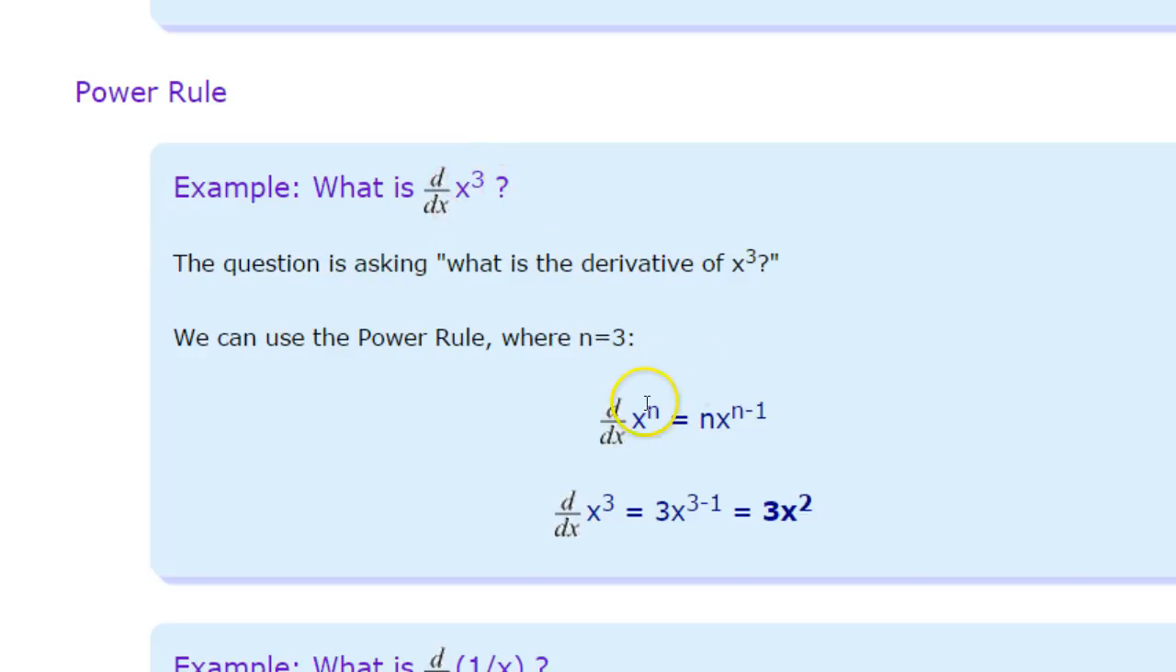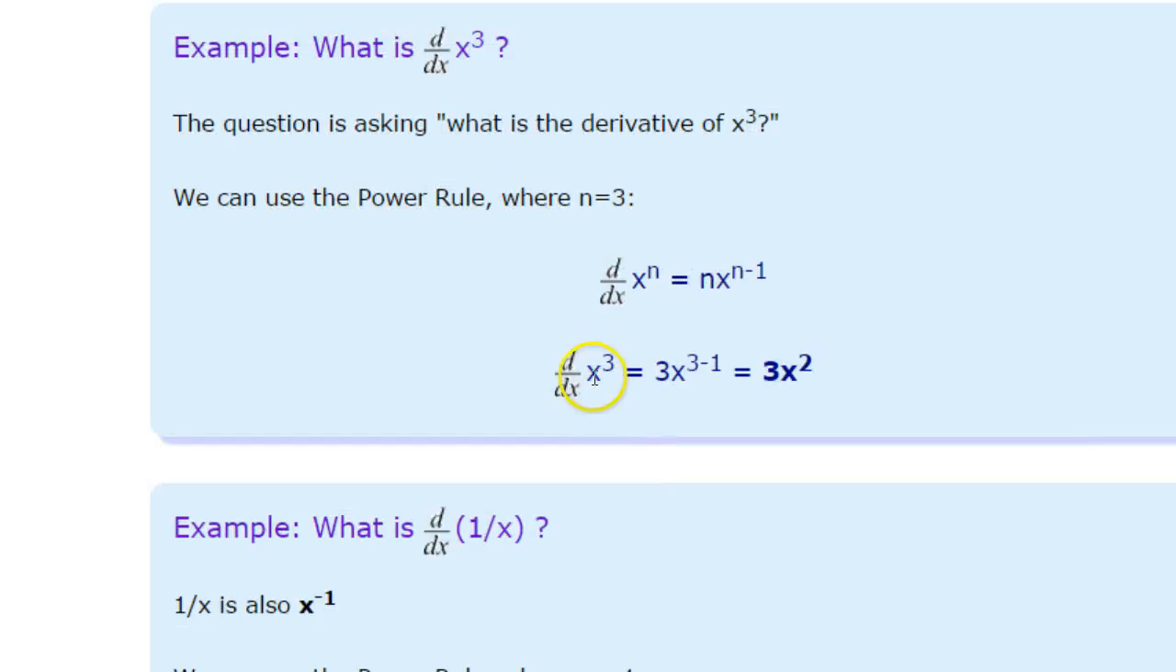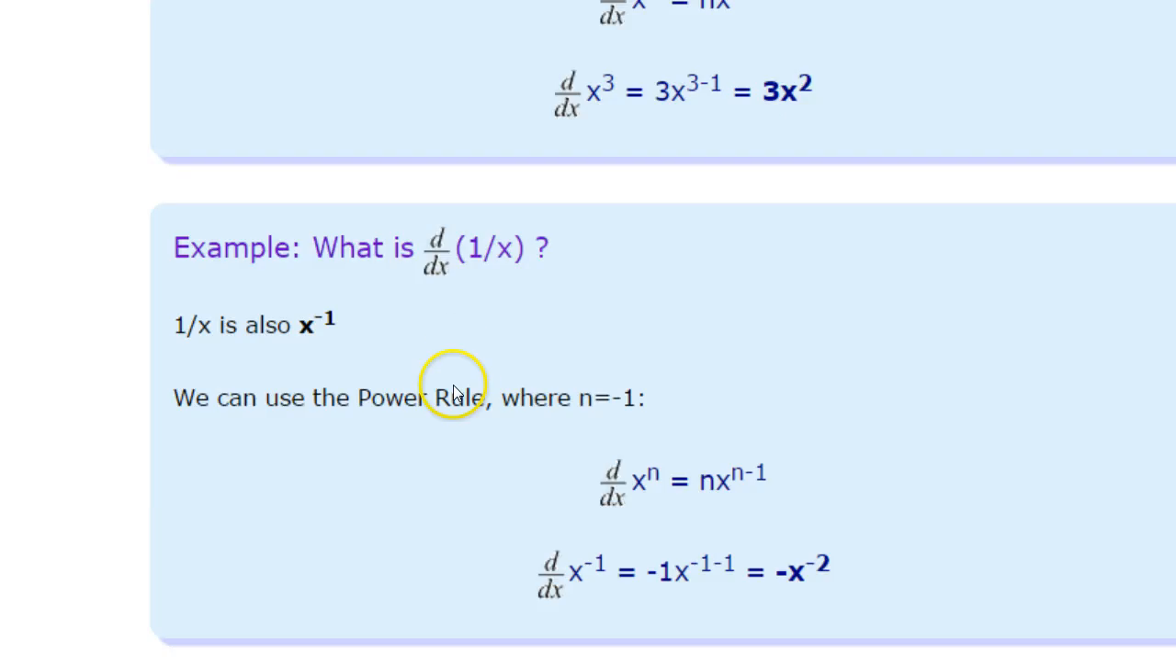Just like I said up there, we're going to use the power rule. So the derivative of x to the n equals n times x to the n minus 1. So x to the third becomes 3 times x to the 3 minus 1, which is 3x squared. What is the derivative of 1 over x? Well, this becomes x to the negative 1. Always try to rewrite it in terms of an exponent, because the power rule is so easy. Just try to do it that way.